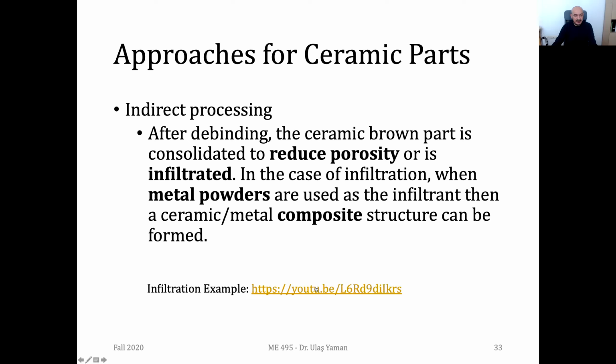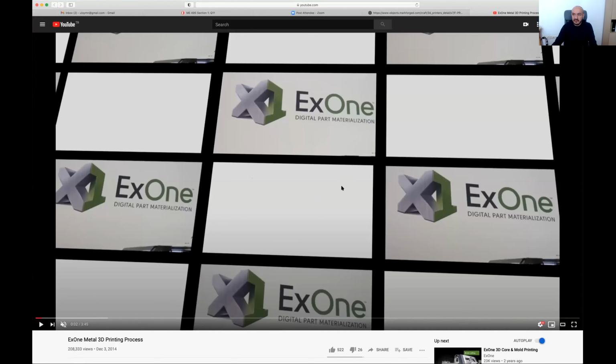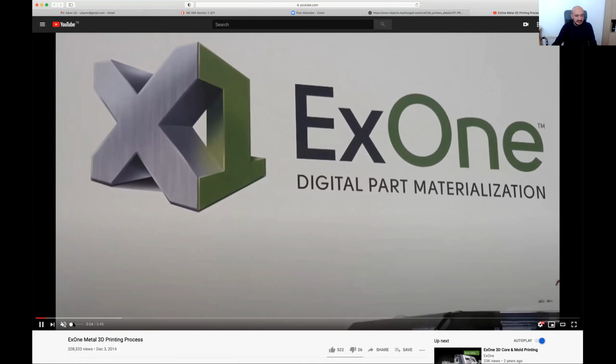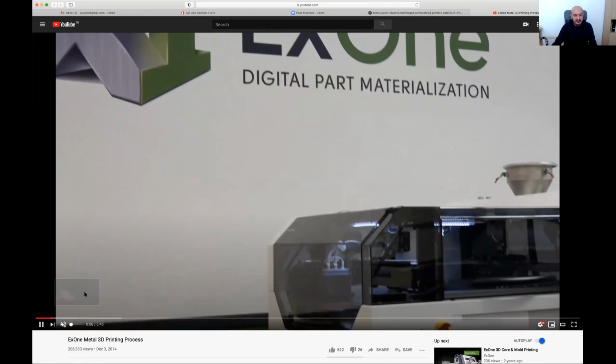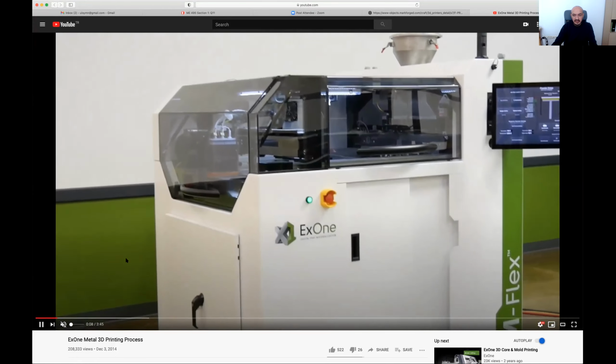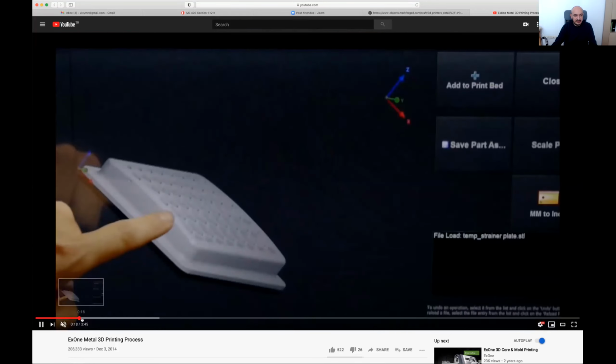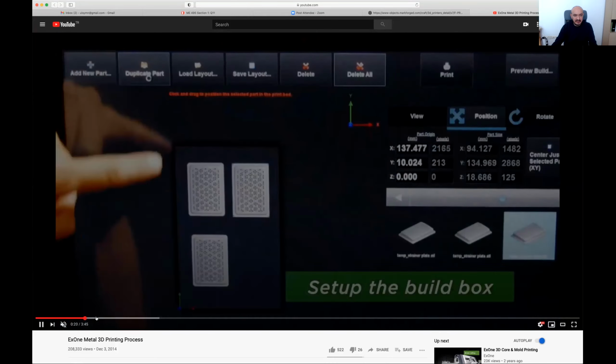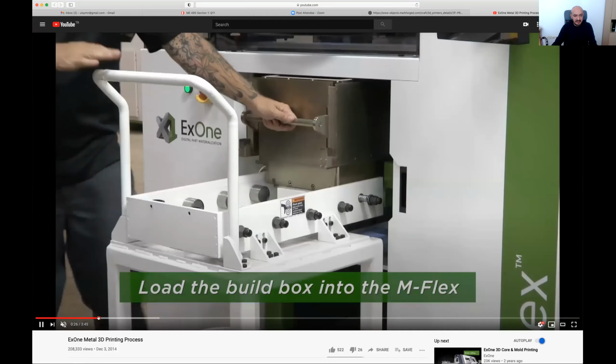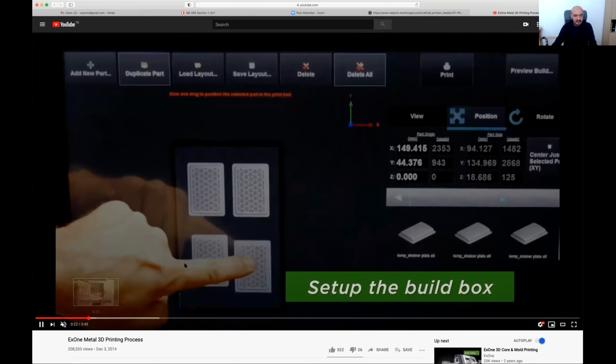Now you are wondering how this infiltration works. I will show you a video. Yes, this is working, I think. Let me share it with you. Yes. This is again the same company. This time they are producing metal parts. Again, their design, CAM software. I think this is directly on the printer.